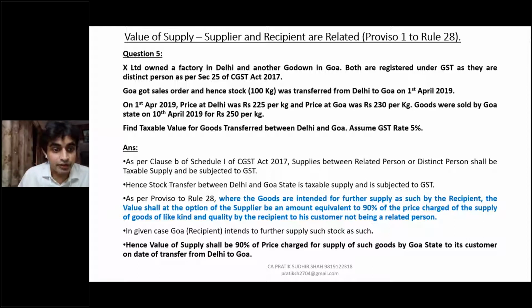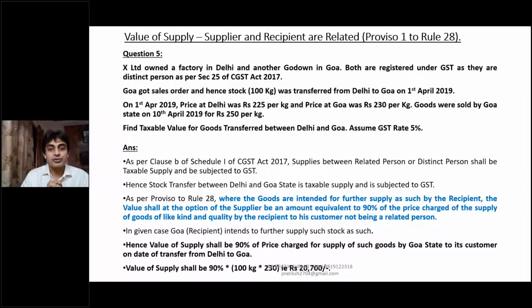When will it be considered? Where do I have to calculate? What do I have to calculate? When Delhi is transferring to Goa. See this again. When Delhi is transferring to Goa on 1st April, what was the price in Delhi? 225. And what was the price in Goa? 230. So 90% of 230 shall be the value of supply between Delhi and Goa. It is immaterial that goods are sold at 250 per kg on 10th of April. So 90% of the value of supply, when? On the date of transfer from the head office factory in Delhi to the godown in Goa.